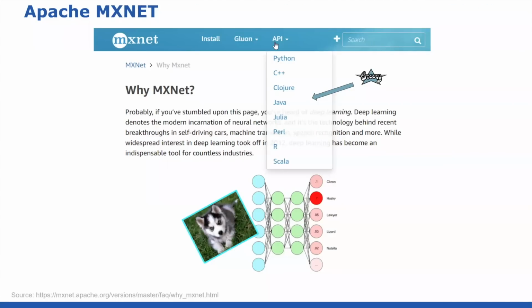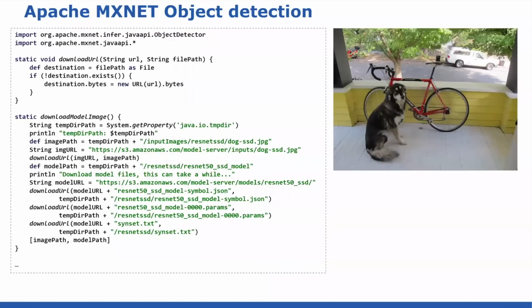Last one is MXNet. So this is deep learning. I haven't got time to go into the details of deep learning. It'll tell you that it's got multiple languages. It's got a Java API, so it's got a Groovy API. And we can just write a small amount of Groovy.